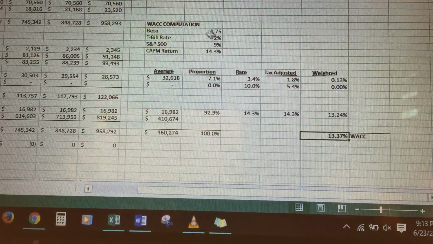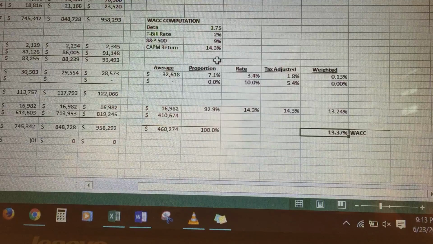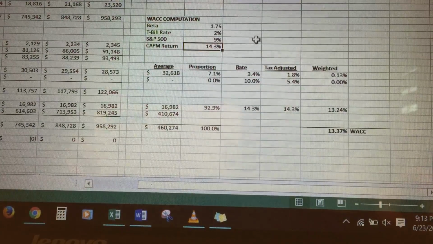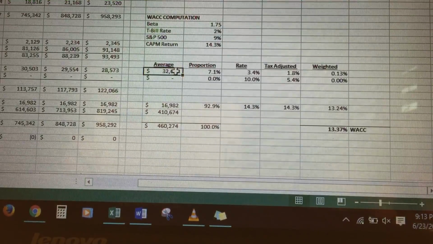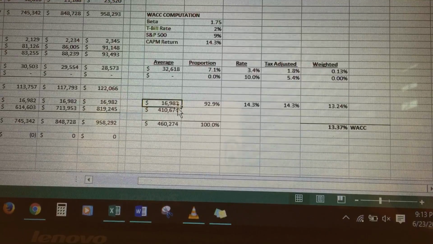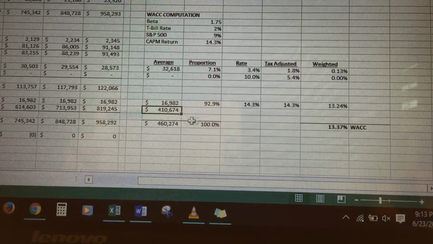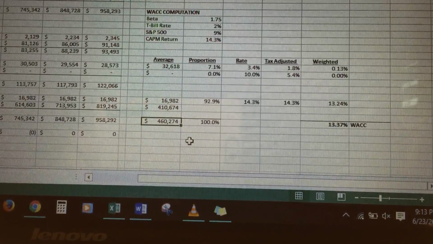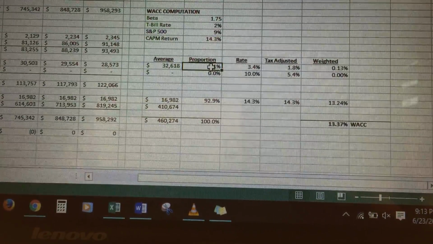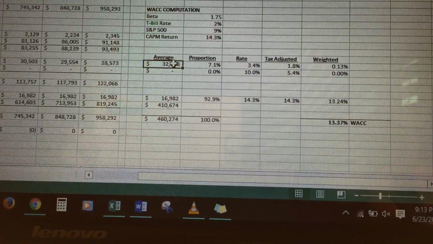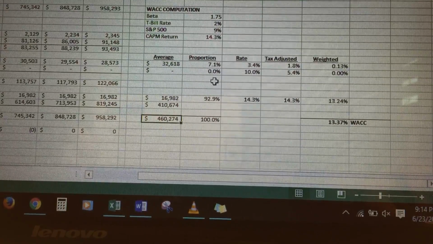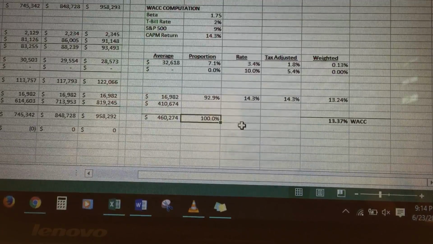So we have the beta, T-bill rate, S&P 500, and then we calculated the CAPM return using those three. Then we have the average mortgage loan amount, the average of the common stock, and the average of retained earnings. We added those up, got the total down here, and then for the proportion column, we calculated these percentages by taking each average number and dividing it by the total, and that's how we got the percentage proportion, which added up to 100.